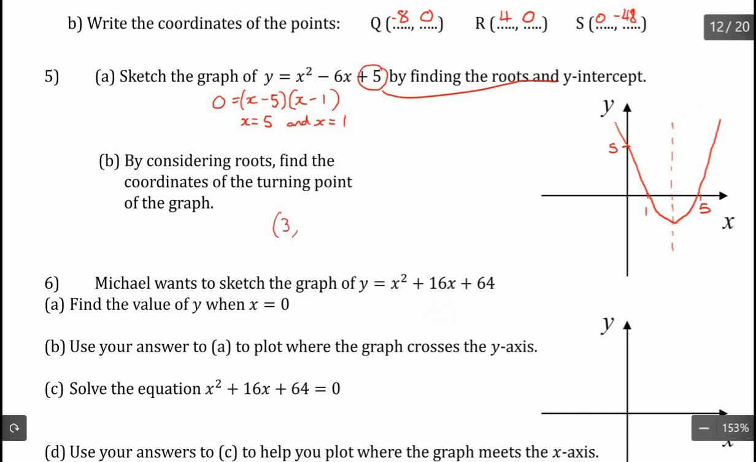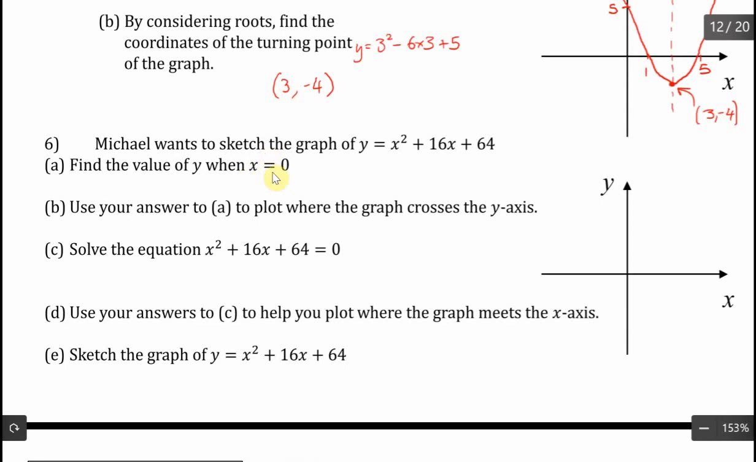We just need the y-coordinate. So what we'll do is we'll take that x-coordinate of 3, we'll substitute it into the equation, and it will output a y-coordinate. So 3 squared would be 9. Take away 6 lots of 3, so take away 18, that would be -9, plus 5 would be -4. So that is the turning point of the graph. Looking at our graph, looks about right.